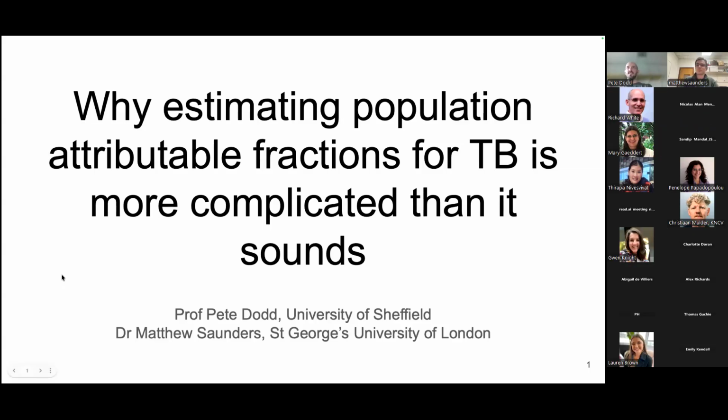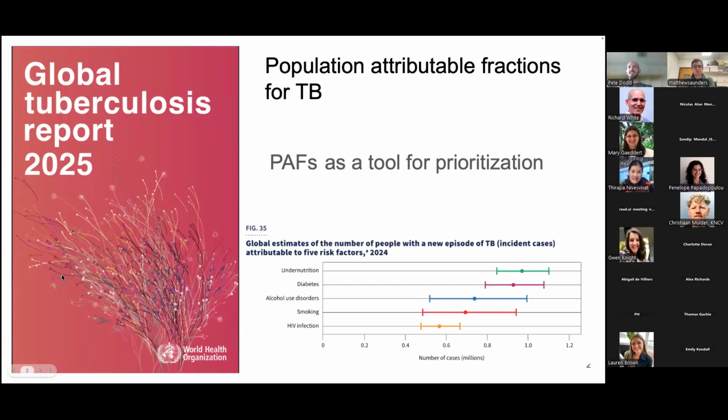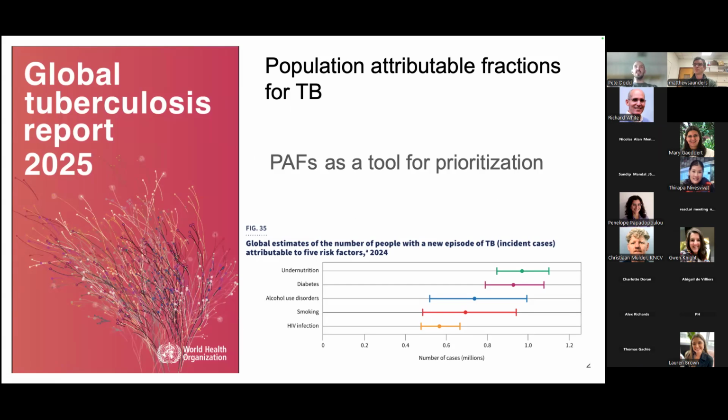So as Finn said, I'm acting as window dressing really for Matt's talk. And we're talking here about population attributable fractions in the context of TB.